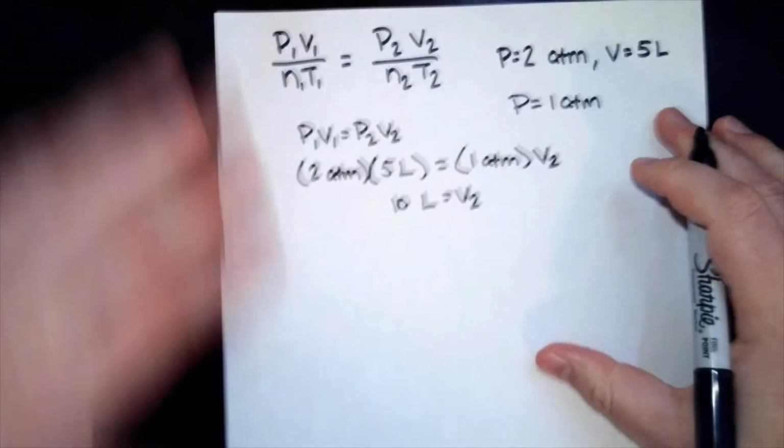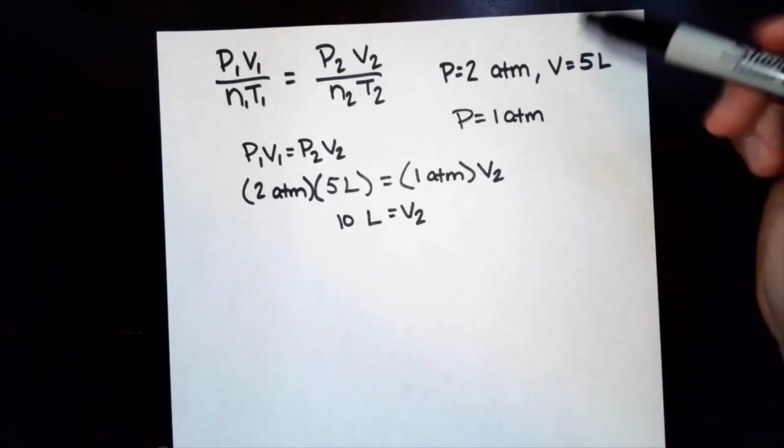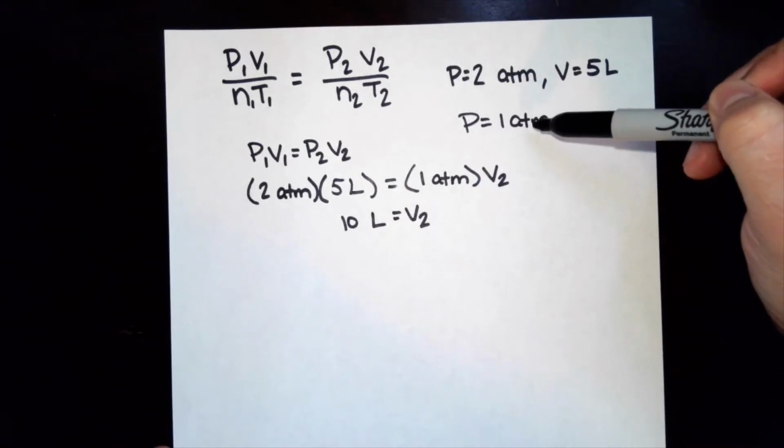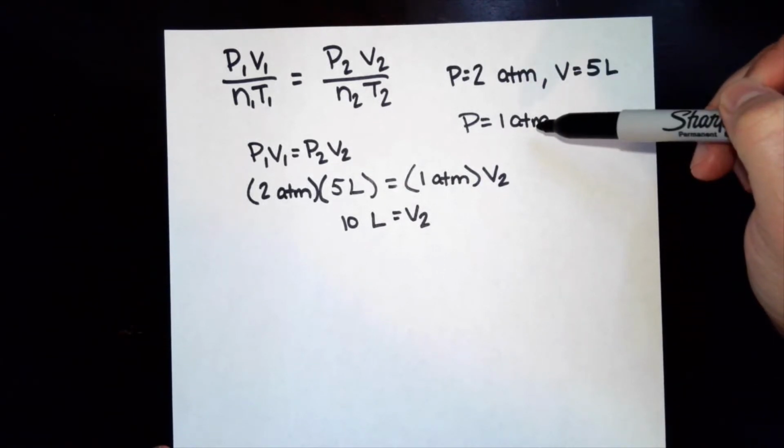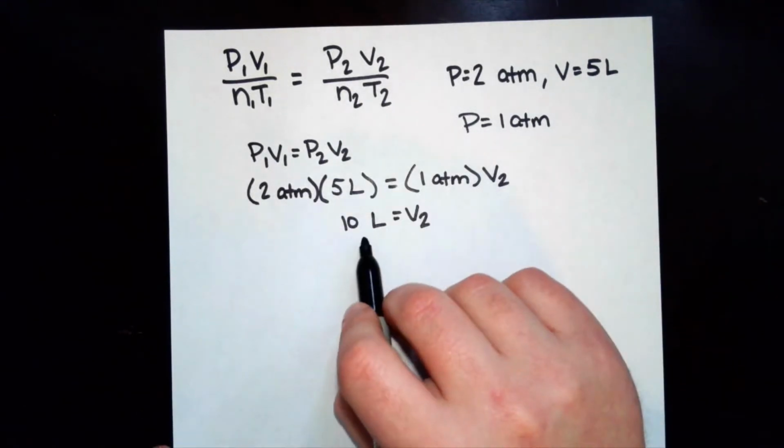And just to double check, I mentioned that according to Boyle's law, we learned that pressure and volume are inversely related. So in my original problem, the pressure went down, right? And in fact it went down by a factor of 2. So my volume should have gone up by a factor of 2, since that was the only other thing affected, and in fact it did.